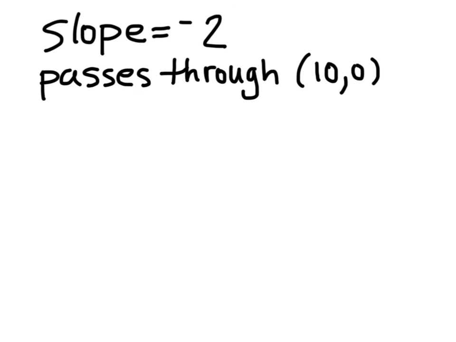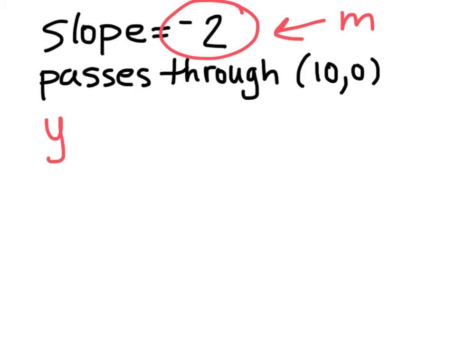I'll show you that process once more. So again, we're given the slope of the line, and then we're told that it passes through the point (10, 0). So the slope is -2, so that's our m. So I'll rewrite my equation with -2 in place of m. y equals -2x plus b.